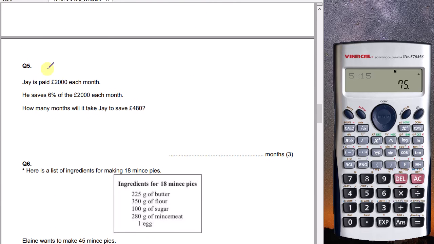Number 5, Joe's paid £2,000 each month. He saves 6% of each £2,000 each month. How many months will it take? Well, first of all, we need to know how much in 1 month. Actually, let's do it by just the ratio form.